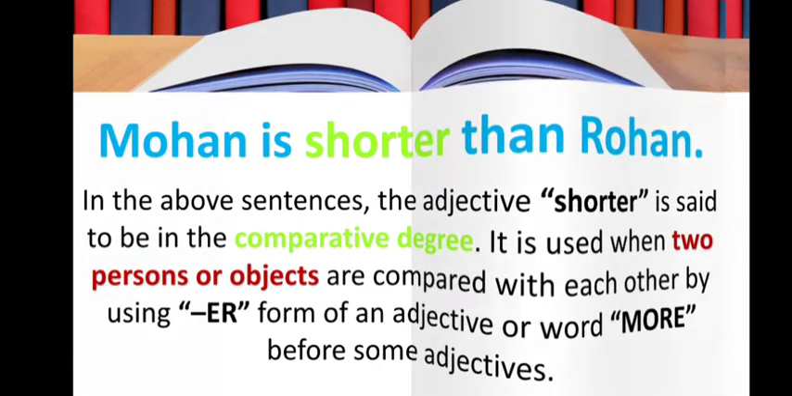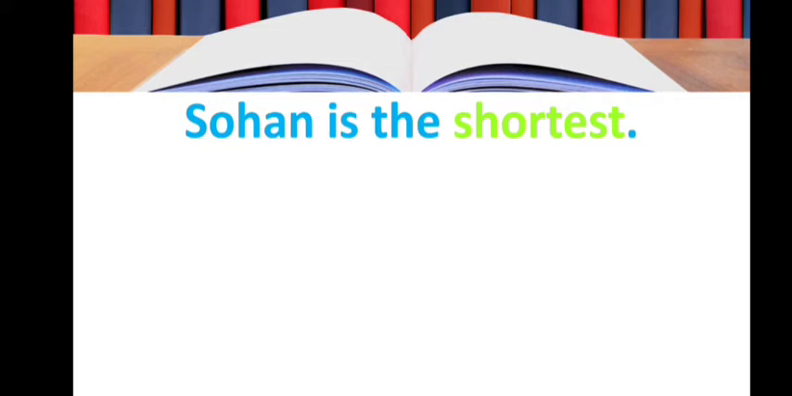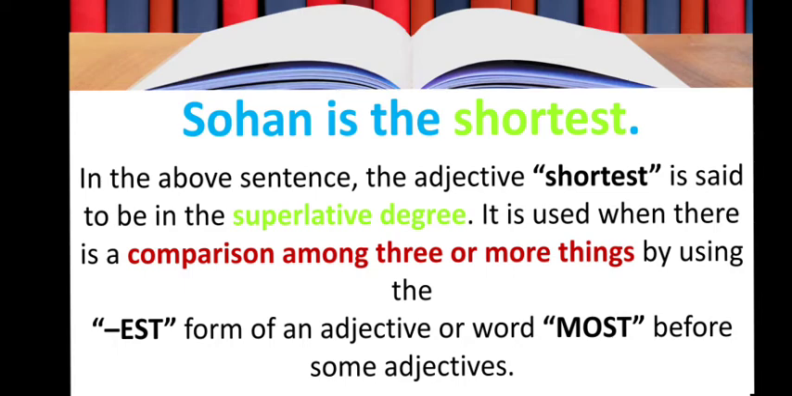The next one is Sohan is the shortest. Here in the above sentence, the adjective shortest is said to be in the superlative degree. It is used when there is a comparison among three or more things by using the EST form of an adjective or the word most before some adjectives. Here in this sentence you can see we have compared three persons, Rohan, Mohan and Sohan, and Sohan is the shortest. This means shortest is the superlative degree of adjective.